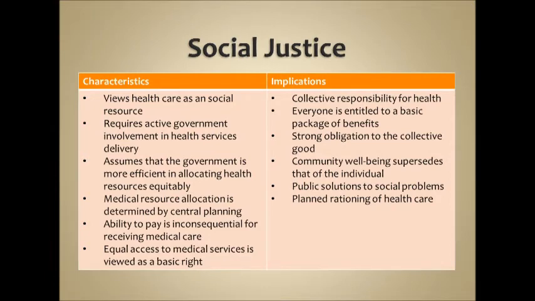There are more comparisons. In social justice, there are certain characteristics which are on the left side of the slide, and those bring about certain implications which are on the right side of the slide. The important implications include a collective responsibility for health. If you set up your healthcare system around social justice, people will believe that everyone is entitled to a basic package of benefits, that there will be a strong obligation to make sure everybody has that. The community well-being will be held up high and will supersede that of the individual. Public solutions will be crafted to social problems, and through that there's planned rationing of healthcare to make sure everybody's got the little piece or the big piece that some people need.